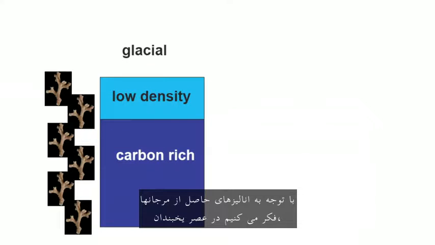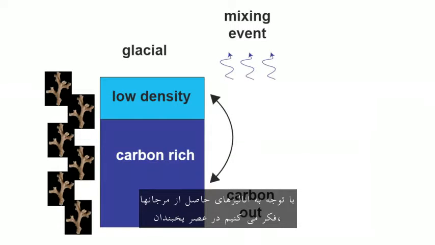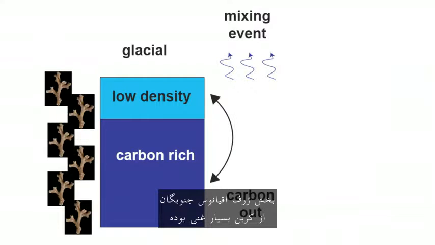We went up and down sea mountains. We collected little fossil corals. This is my illustration of that. We think back in the glacial, from the analysis we've made in the corals, that the deep part of the Southern Ocean was very rich in carbon, and there was a low-density layer sitting on top. That stops carbon dioxide coming out of the ocean.